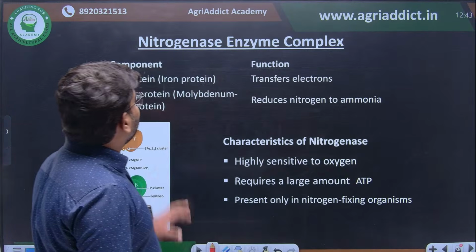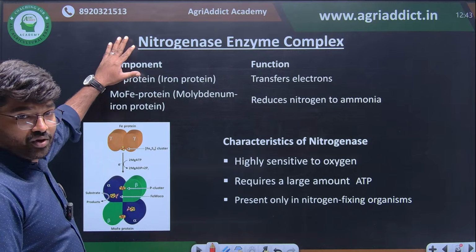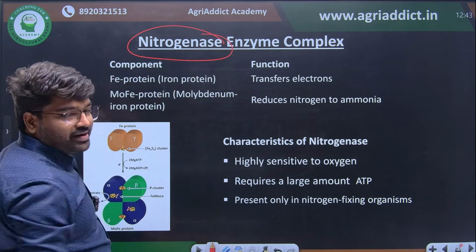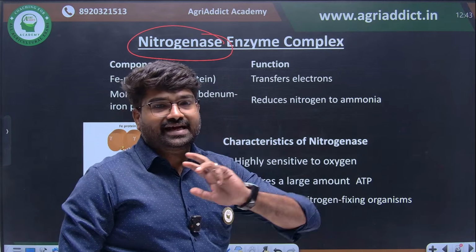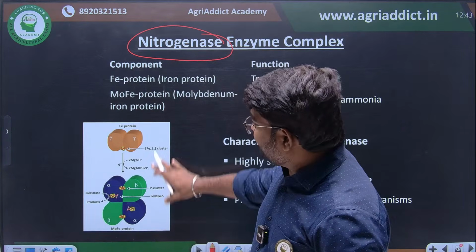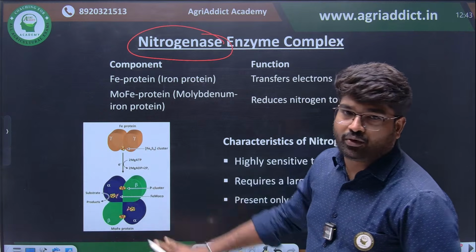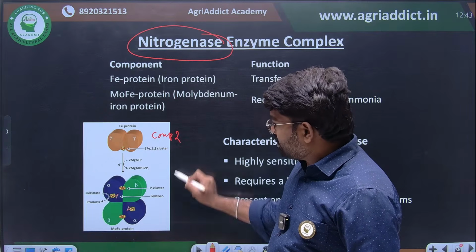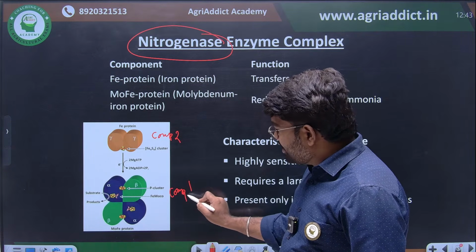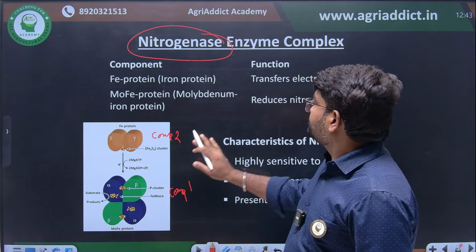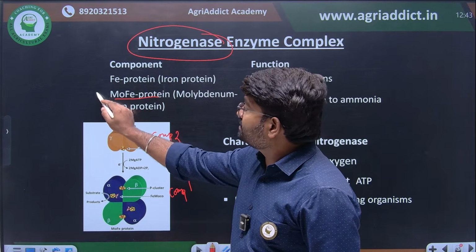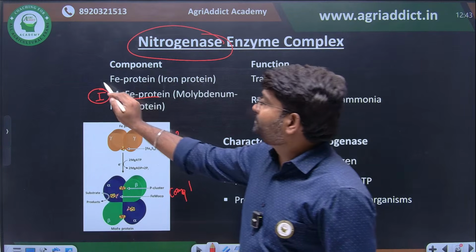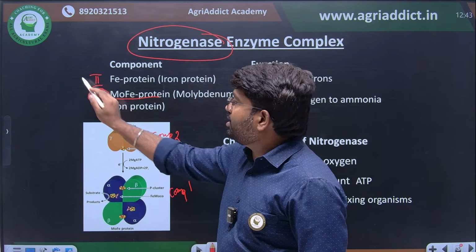First we have to see the enzyme complex. I already told you nitrogenase is the enzyme involved in conversion of nitrogen gas into ammonia. This nitrogenase enzyme has two different components, we can say two different complexes. Component 1 we also call the iron molybdenum protein. Component 1 is the iron molybdenum protein component and component 2 is the iron protein complex.